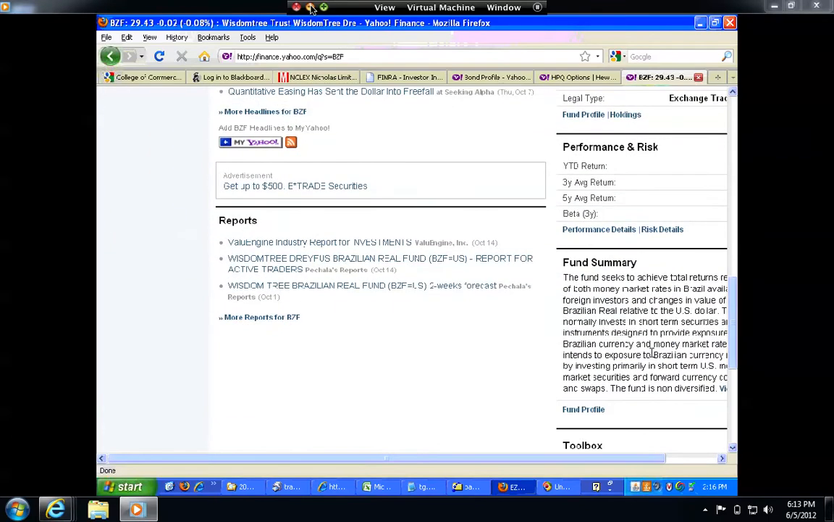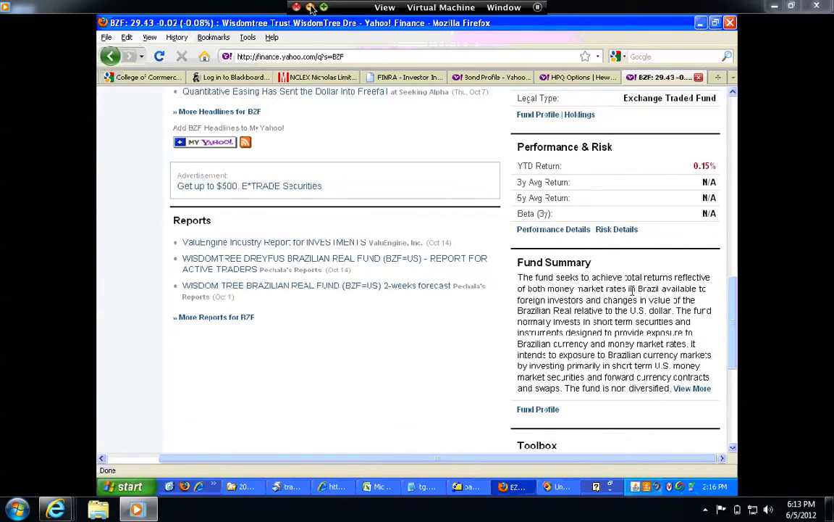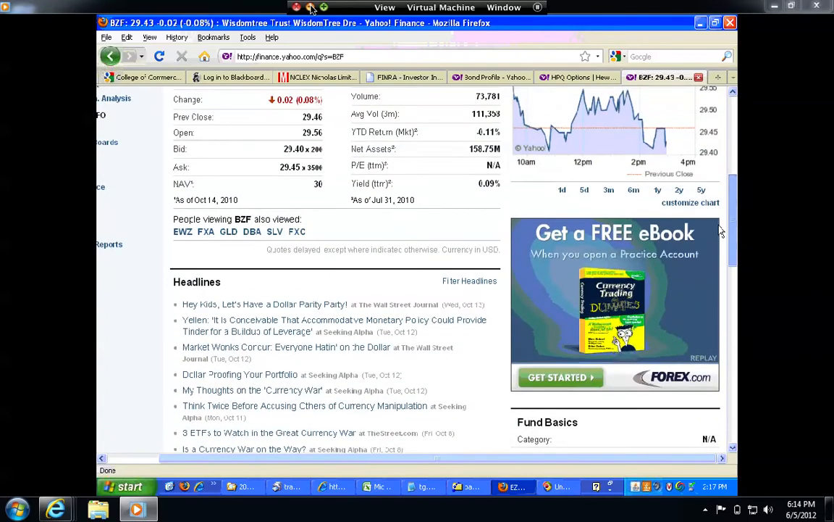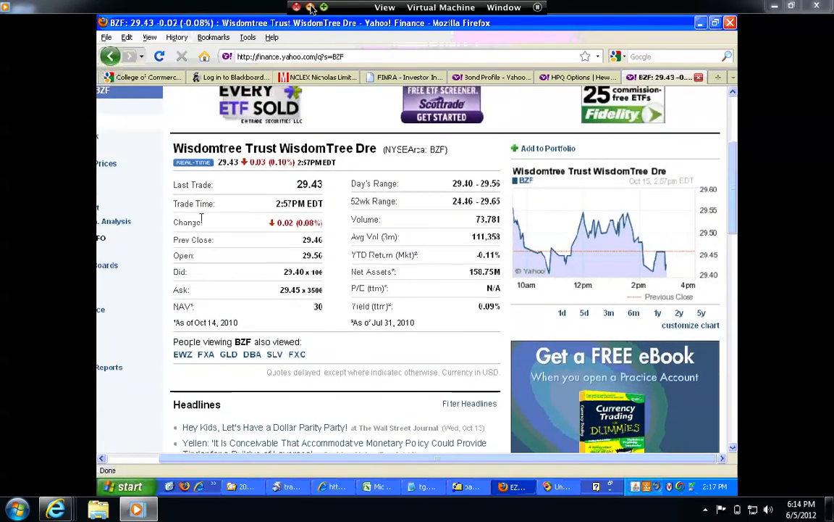Fund summary. The fund seeks to achieve total returns reflective of both money market rates in Brazil available to foreign investors and changes in the value of the Brazilian real. This means that as the Brazilian real becomes a stronger currency, say perhaps because of improving government situation there and business climate, then these reals will become more expensive. Okay, so that makes me money. Buy low, sell high. I'm buying at $29.43.